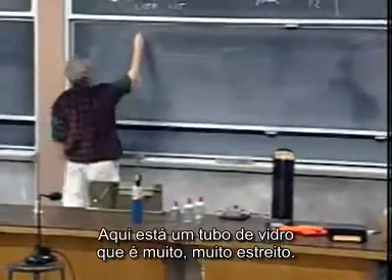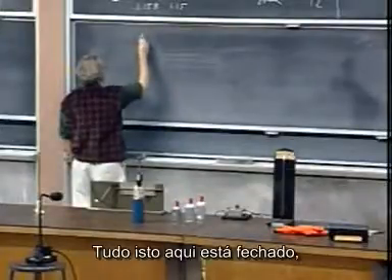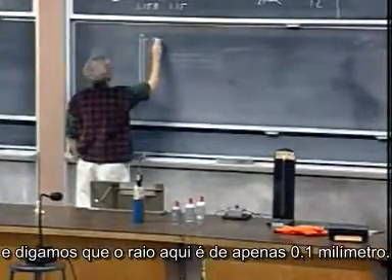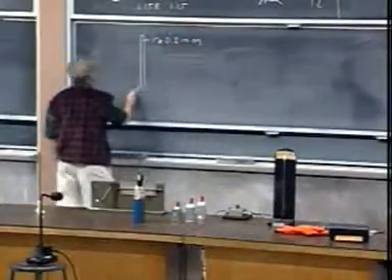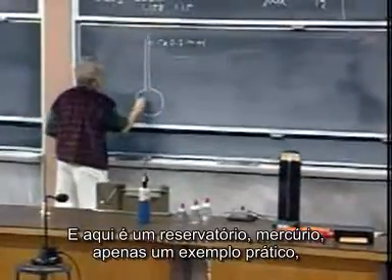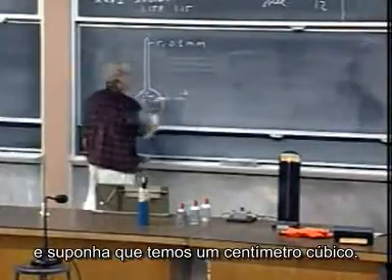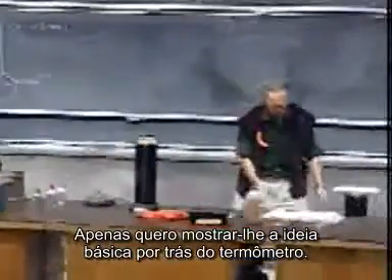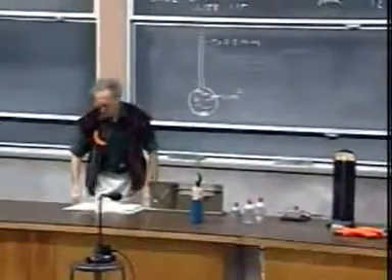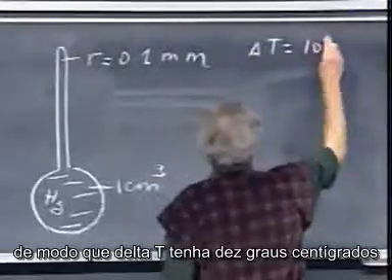So here is a glass tube which is very, very narrow. Oh, this is closed here, and let's say the radius here is only 0.1 millimeter. And here is a reservoir, mercury, just a working example, and suppose we take 1 cubic centimeter. Just simple numbers. Just want to show you the basic idea behind the thermometer. I'm going to increase the temperature of this mercury, say by 10 degrees. So delta T, 10 degrees centigrade.